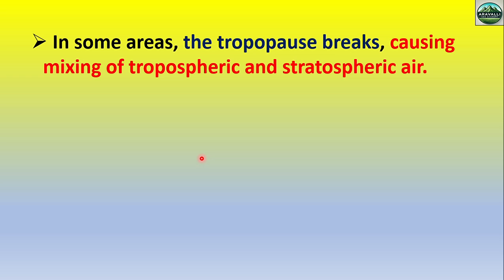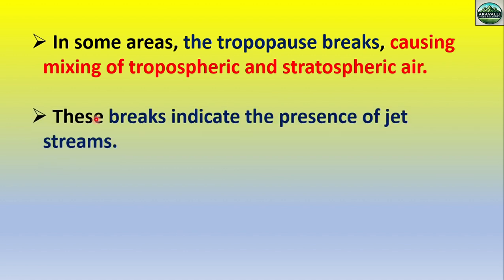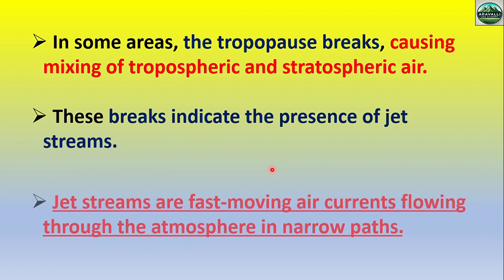In some areas, the tropopause breaks, and the jet stream is responsible for this breaking, causing mixing of tropospheric and stratospheric air. Due to this breaking of the tropopause, tropospheric air mixes with the stratospheric air. And why does the tropopause break? Due to the presence of the jet stream. This break indicates the presence of the jet stream.